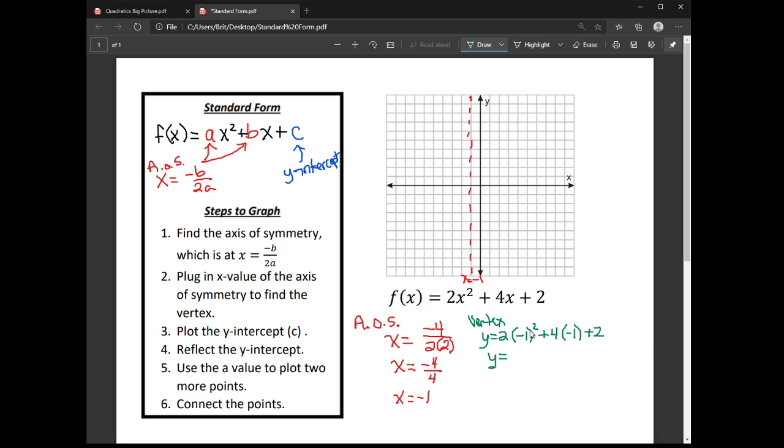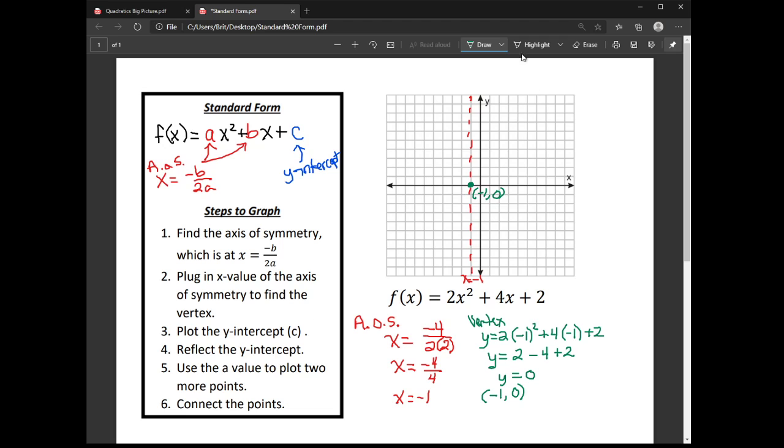So if I go to simplify that, negative 1 squared is just positive 1, times 2 is 2. 4 times negative 1 is negative 4. And then we have a plus 2 here. So 2 minus 4 plus 2 is 0. So the ordered pair for my vertex is at negative 1, 0. Alright, so that is right here. And remember, if you put a point on a graph, make sure to label it.